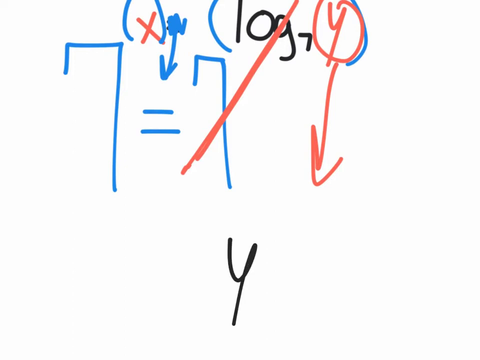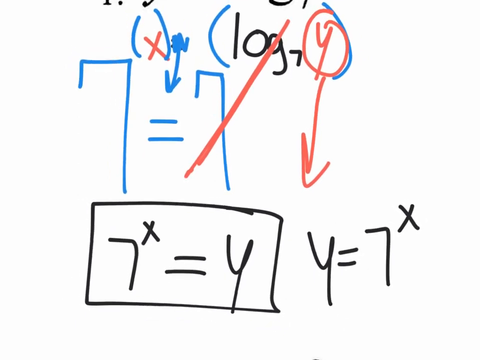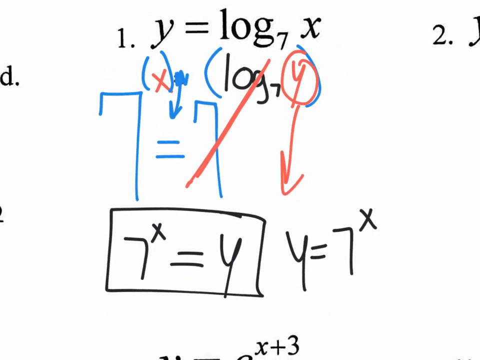So on the right side of my equation, I just have a y. Then the equal sign, and on the left side, I simply have a 7 to the x. Ladies and gentlemen, that's it. That's your inverse function. Y equals 7 to the x power. That's your inverse function of y equals log base 7 of x. Okay? You got it? All right.